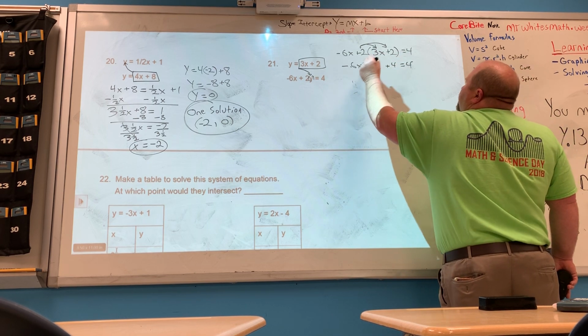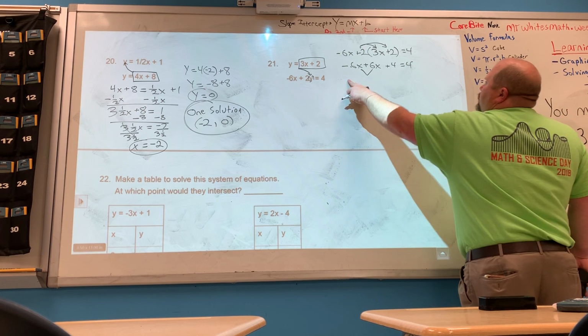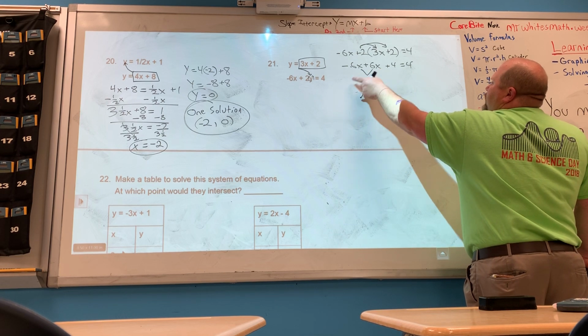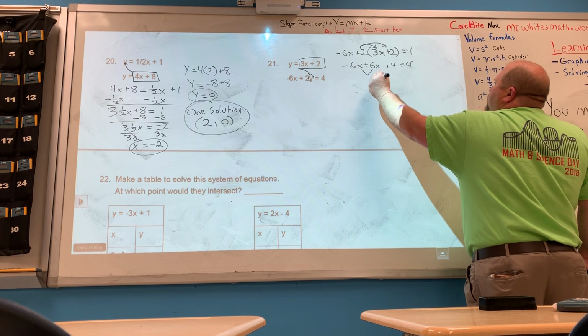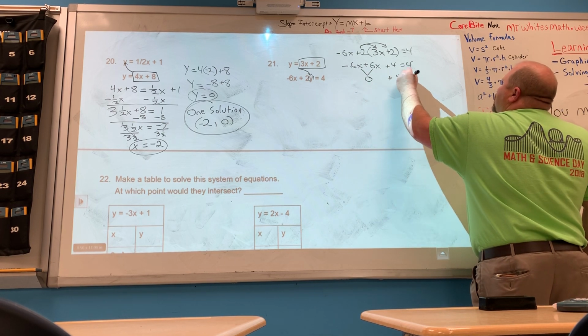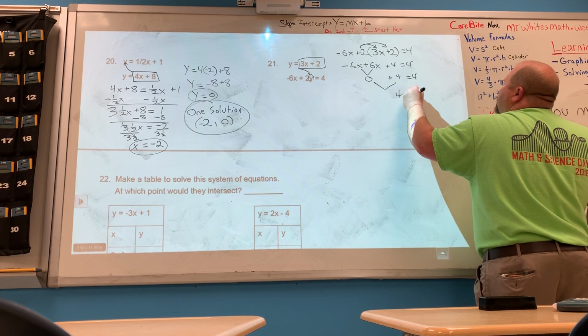Well, right here I have like terms. And normally we would just go ahead and do what it says. We would combine them. But in this case, they actually completely cancel each other out. They make 0. Well, there's no reason for me to really write that. However, I'll show you that. It makes 0 plus 4 equals 4. And if you combine these two things, that just says 4 equals 4.